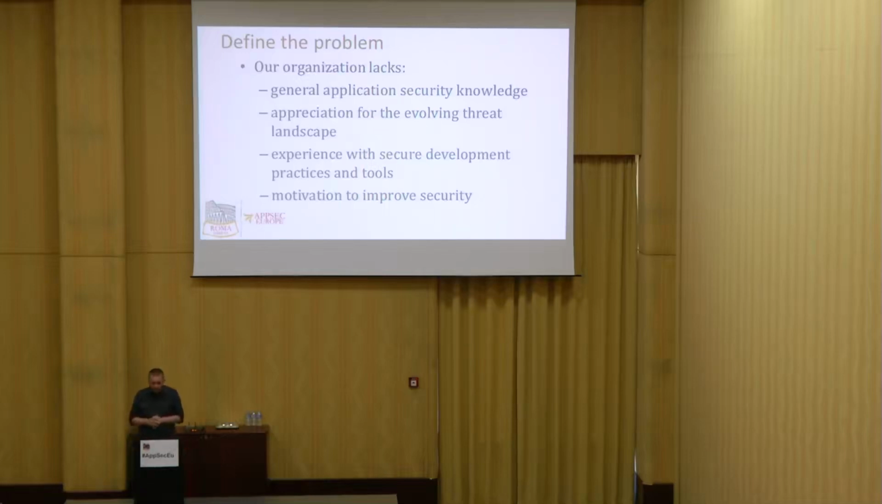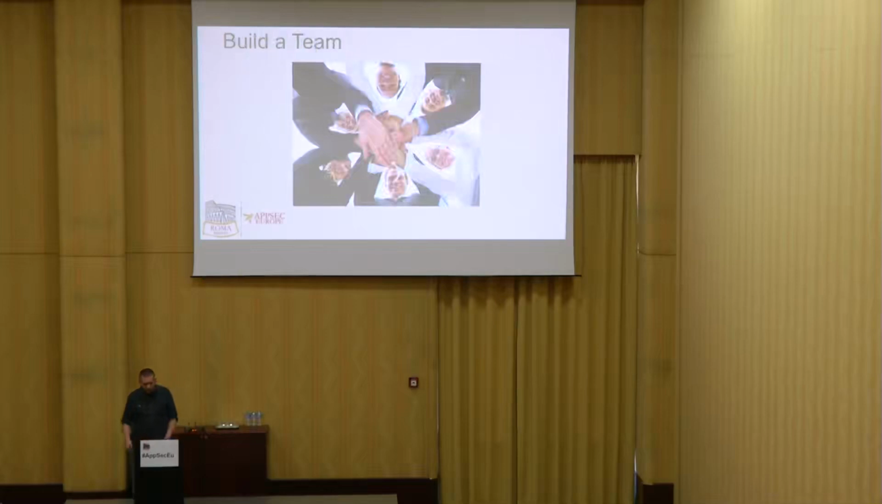Okay, and I threw out some examples of things I've seen in the past. Perhaps there is a lack of general AppSec knowledge in the organization. I've seen places where people had no idea what a threat landscape is and how it continues to evolve and grow and get bigger over time. Perhaps people don't understand the development practices and the tools that you have, or in many cases, they don't have the motivation to actually improve security and make things better. So you have to define the problem. You have to write that down and figure out, what are we even aiming at? What are we shooting for? What do we want to do?